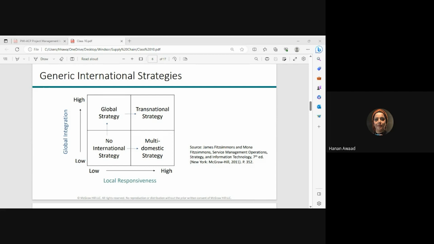Another strategy is the localization strategy. In this case, we have high local responsiveness and low global integration. We adapt the products, services and marketing efforts specifically for a local market. These companies prioritize responsiveness to local customer demands and tailor the offerings accordingly. This approach is beneficial when customer preferences and cultural differences vary significantly between countries, or the business has no global presence.